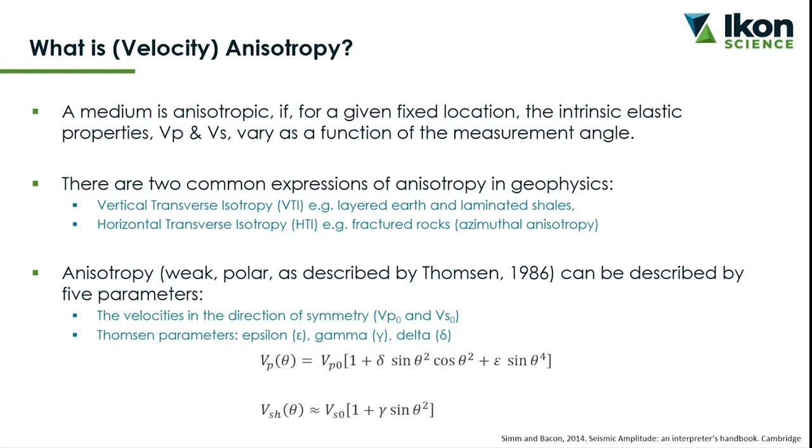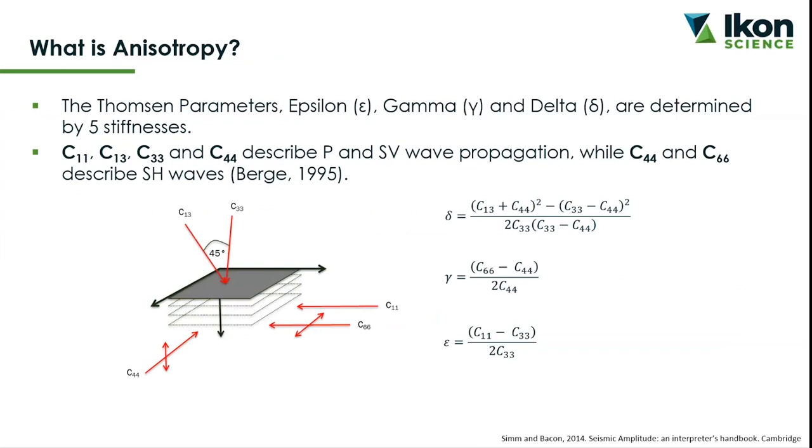So the anisotropy can be described by 5 key parameters. That's the Vp and Vs in the direction of symmetry, and the corresponding Thomsen parameters for that medium, epsilon, gamma, and delta. The Thomsen parameters epsilon, gamma, and delta themselves are determined by 5 stiffnesses, and those stiffnesses are described in a variety of different directions relative to the symmetry axis of the medium that we're looking at.